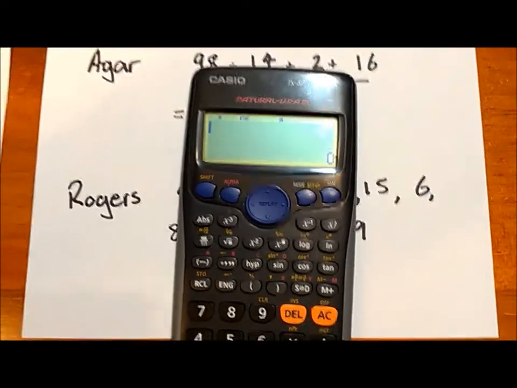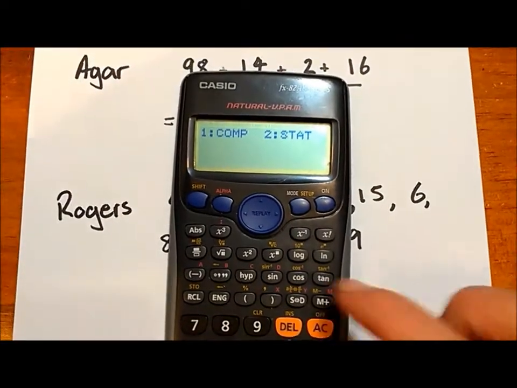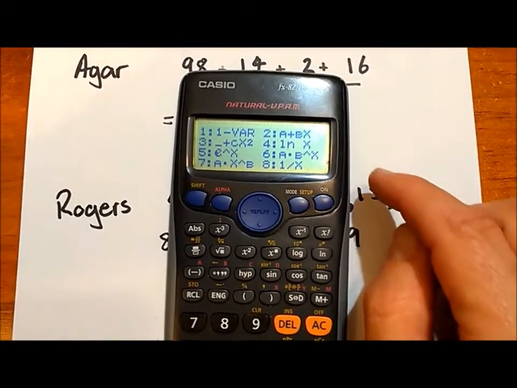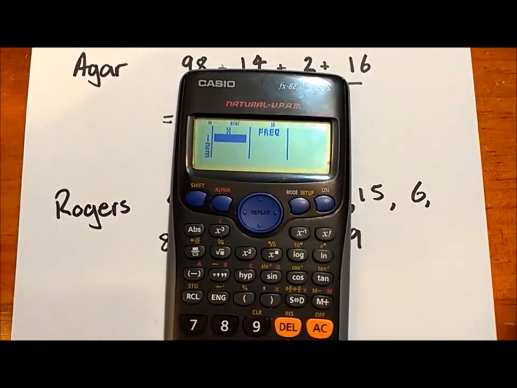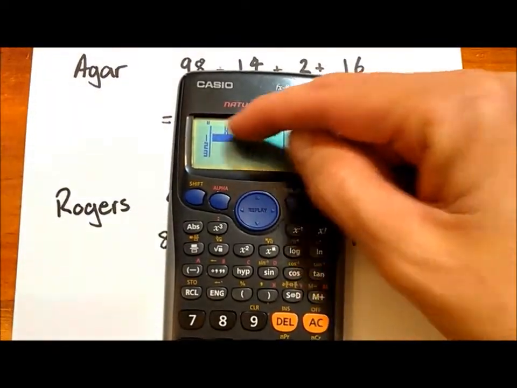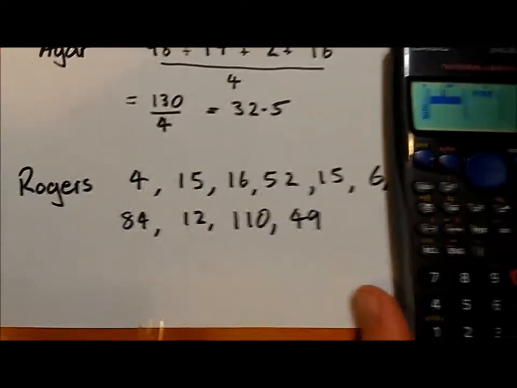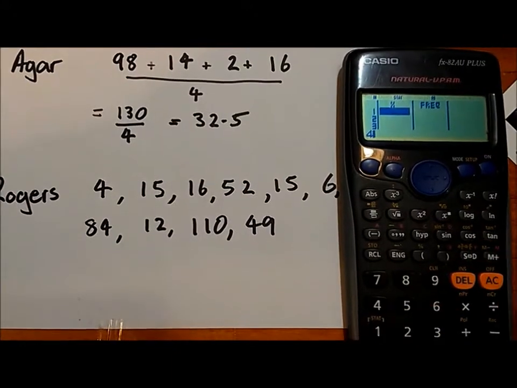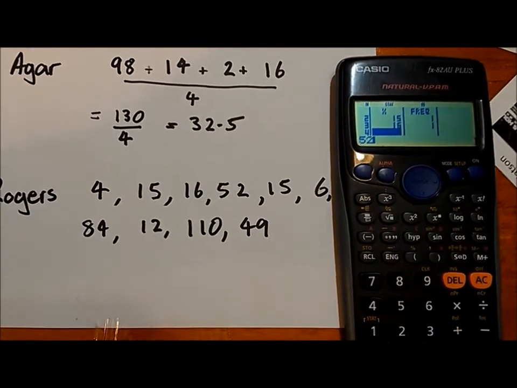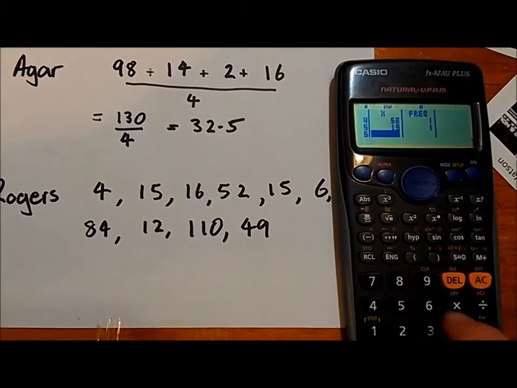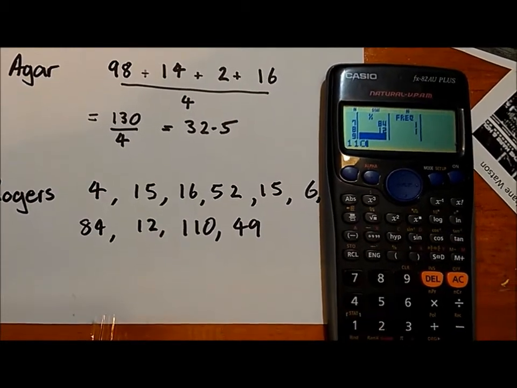So here it is, the Casio calculator. Firstly, you want to get into stat mode. So you press mode and then 2. Now the statistics I've got are 1 variable statistics. So I press 1. Now in this calculator, I get a little frequency distribution table, and what I want to do is just enter all the scores in there. So I just go 4 and press equals, and 15 equals, 16 equals, 52 equals, and so on, making sure I enter all of Chris Rogers' scores so far for Australia.